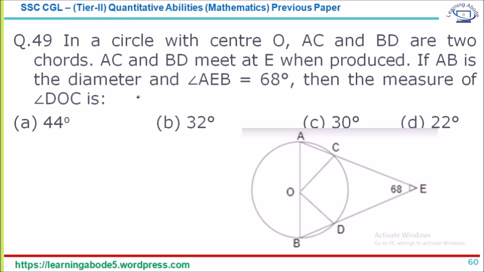Now in the quadrilateral EDOC, the total is 360, right? So this we know is 68. We can put this as 68. And see, AB is the diameter, so this is the center point of the circle. Now OC is equal to OD, and these two are in fact the radius of the circle. So OC equals OD.